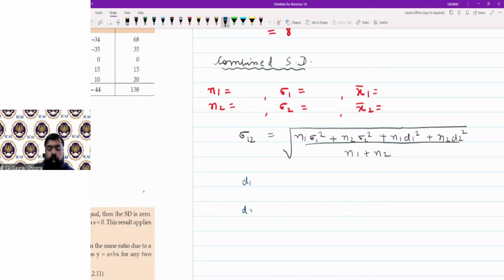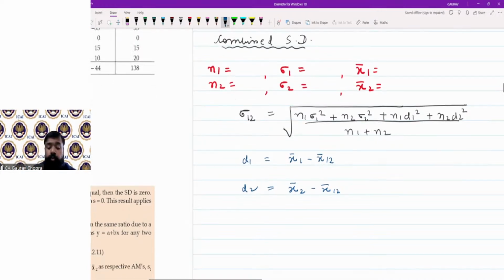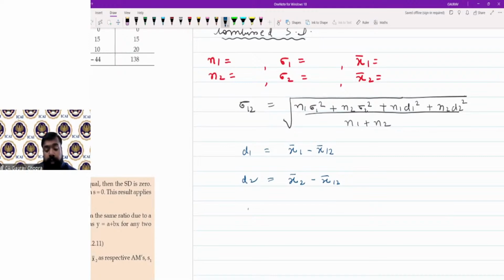d1 and d2 is the deviation. किसका deviation है? It is x bar 1 minus x bar 1 2, and d2 is x bar 2 minus x bar 1 2. तो x bar 1 का deviation x bar 1 2 के साथ and x bar 2 का deviation भी x bar 1 2 के साथ में. So for this we have to calculate x bar 1 2 first. तो पहले हमें x bar 1 2 कैलकुलेट करना ही पड़ेगा.